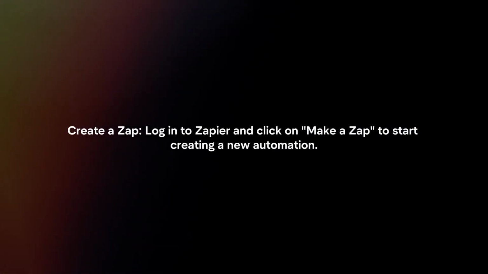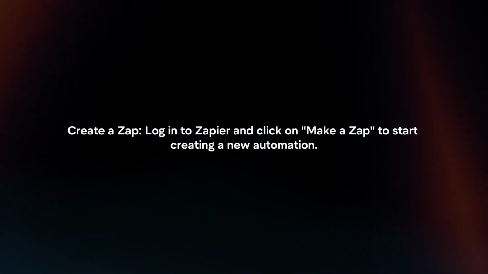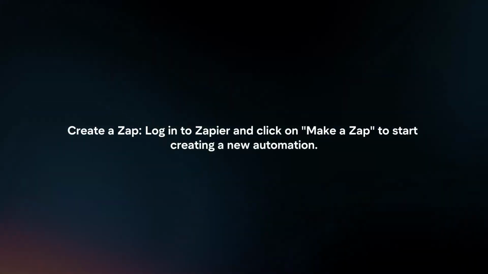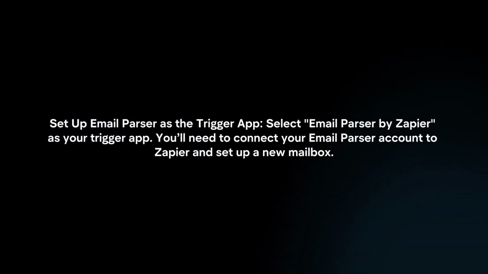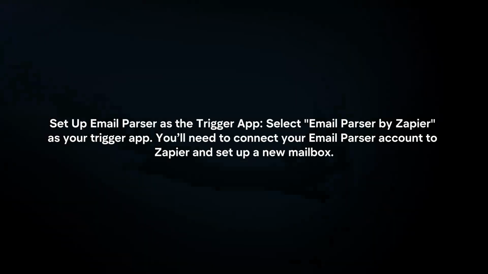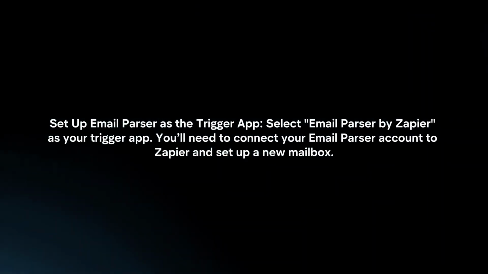Create a Zap. Log into Zapier and click on Make a Zap to start creating a new automation. Set up Email Parser as a trigger app. Select Email Parser by Zapier as your trigger app. You will need to connect your Email Parser account to Zapier and set up a new mailbox.